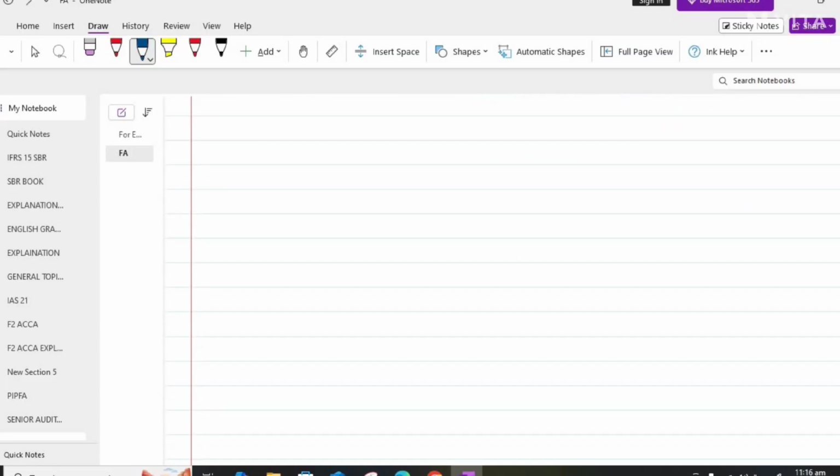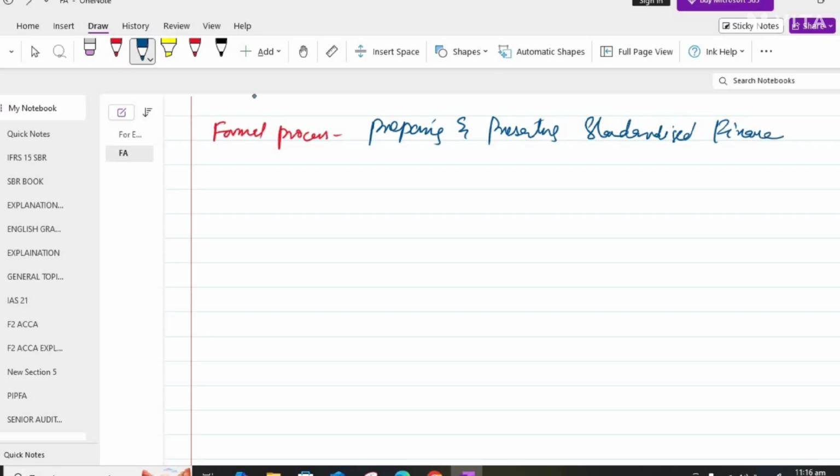So in short, because we are studying financial reporting, let me write here that financial reporting is a formal process. By formal process, we mean preparing and presenting standardized financial information for external users, or you may say stakeholders.